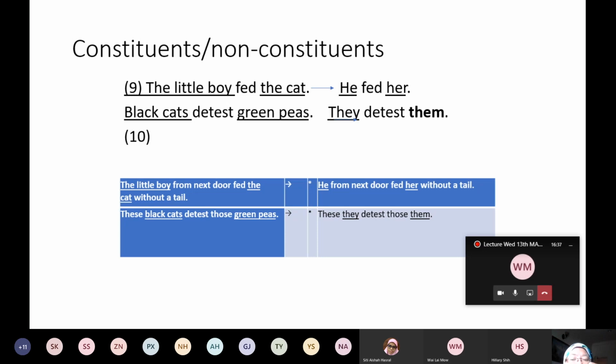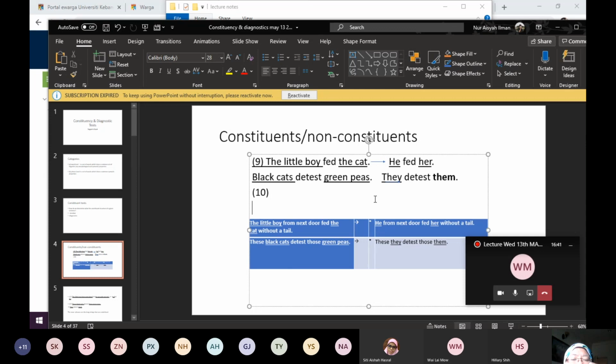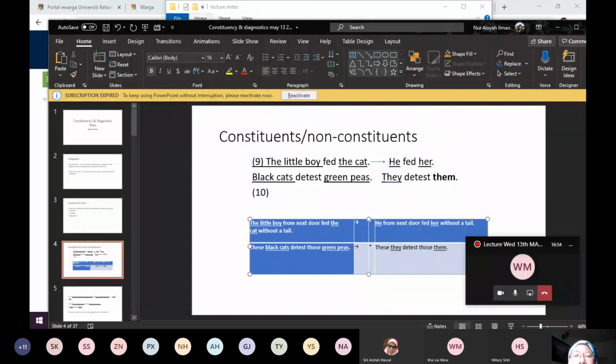But actually it gets better. Let me show you. It gets better if I say he fed her. Or here I say they detest them.